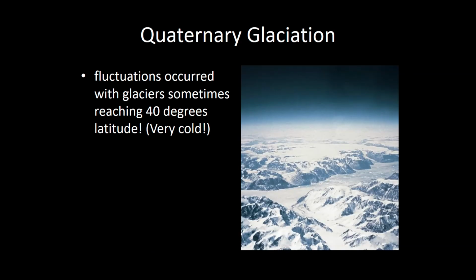All right, so these fluctuations were pretty severe. These glaciers sometimes reached 40 degrees latitude, which is incredibly low, right? 40 degrees latitude is past New York. So that's pretty low. It's very cold on Earth right now.